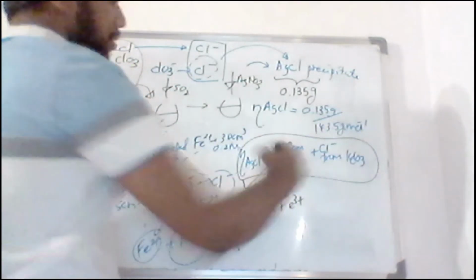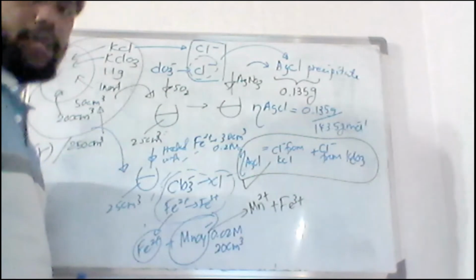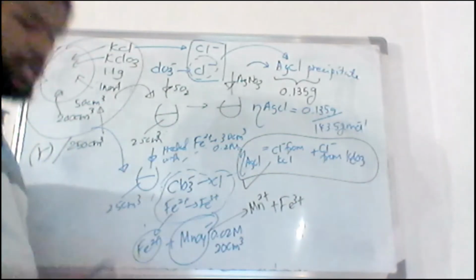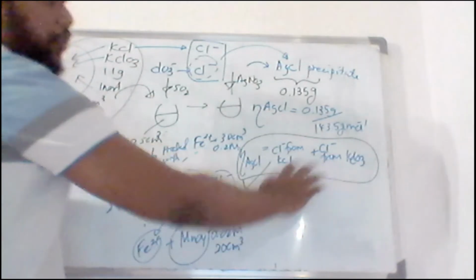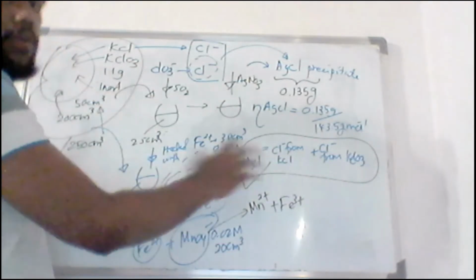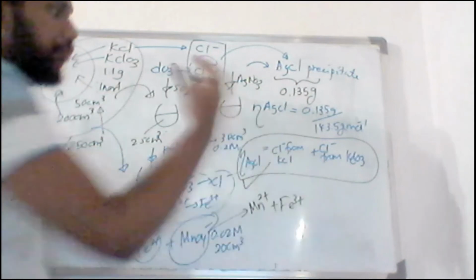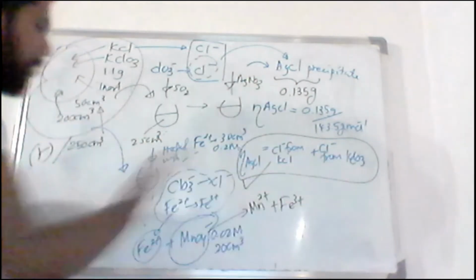So you know the total amount of Cl minus from KCl and ClO3. If we find one of these two, and you know the total, automatically you can find the other. So to find one of these, they have given the second procedure.